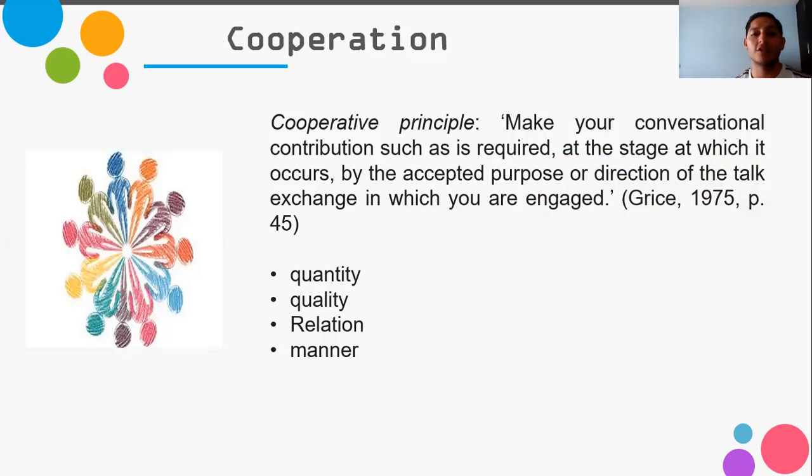Relation is the simple injunction: be relevant. Manner requires you to avoid obscurity of expression and ambiguity, and to be brief and orderly. This principle and these maxims characterize ideal exchanges. Such exchanges would also observe certain other principles too, such as be polite, saving face, positive or negative, which is a topic we were supposed to explore. But I guess you have already done that in your previous courses with discourse analysis or even with professional development when it comes to communities of practice. So I'm not that worried about it.